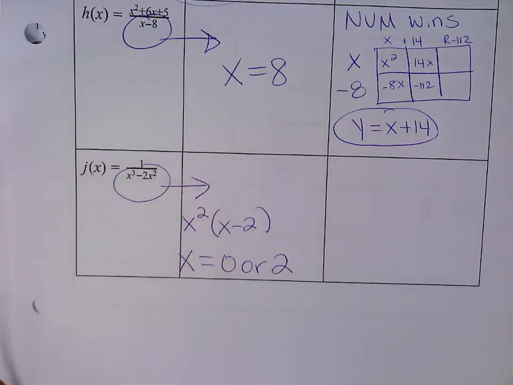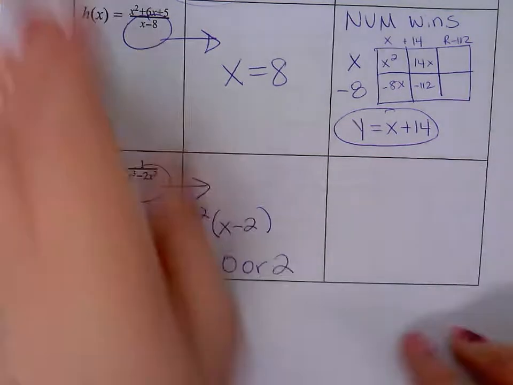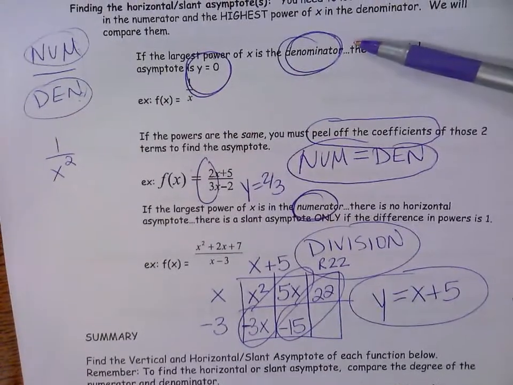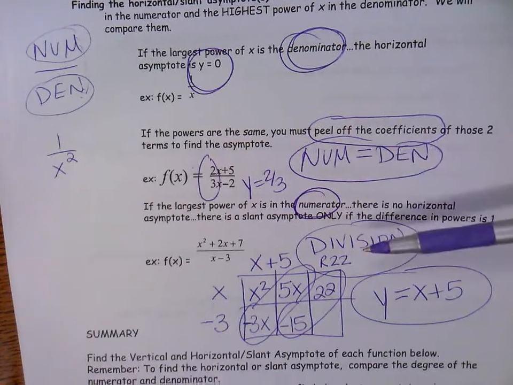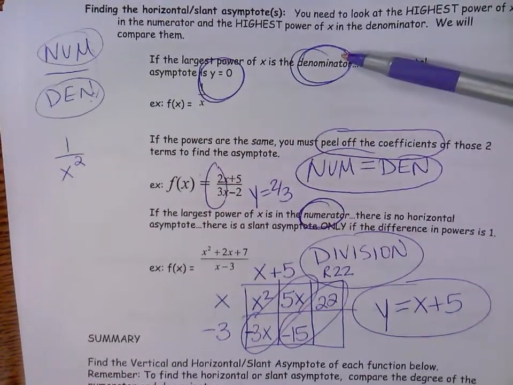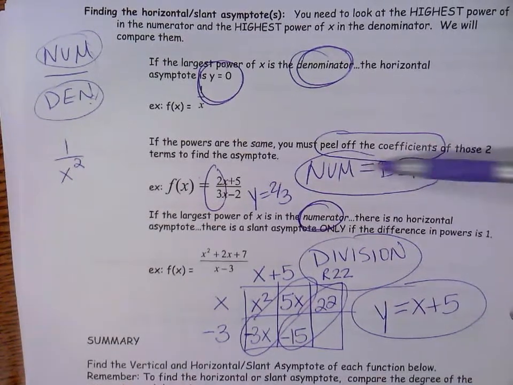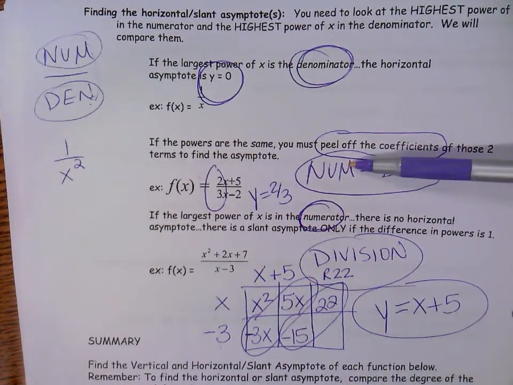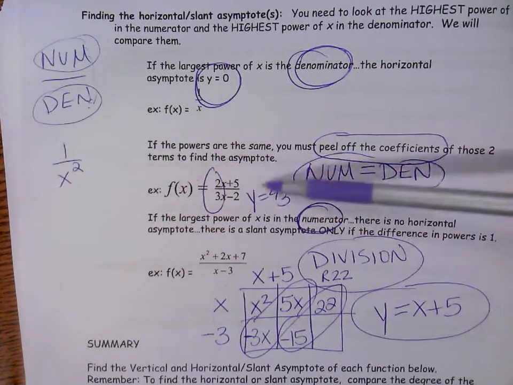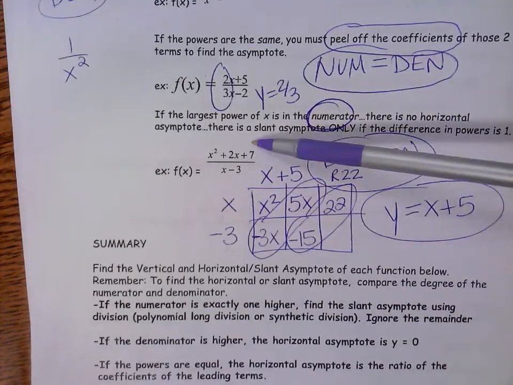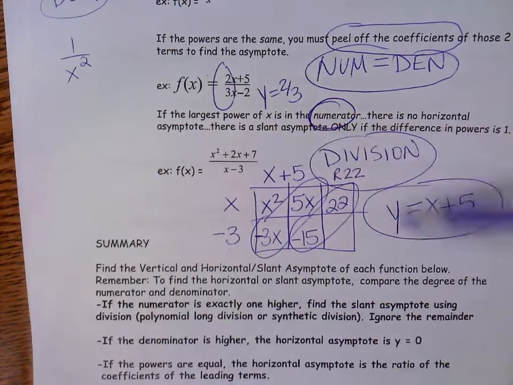I'll put it up on the board in a minute, but you've got it back here on the previous page. You're going to compete between the numerator and denominator. If the denominator wins, it's always y equals 0. If they're equal in power, like they're both quadratic functions or both linear, you peel off the coefficients of x. And if you can do division, because the numerator has a bigger power, then you get a slant asymptote.